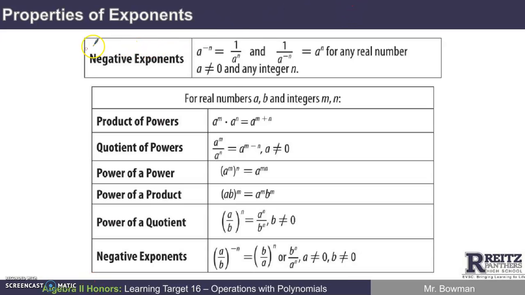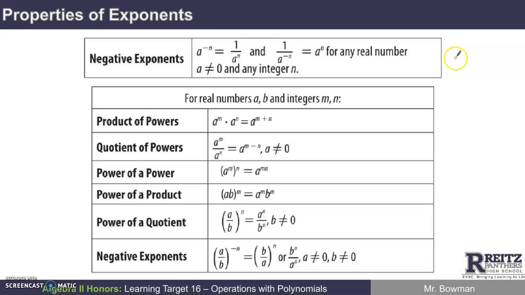The first of which is right here about negative exponents. If you've got a to the negative nth power, it means the same thing as 1 over a to the nth. And it's true the other way as well. 1 over a to the negative nth power is the same as a to the nth power for any real number a. Of course, a can't be 0. And this works for any integer n.